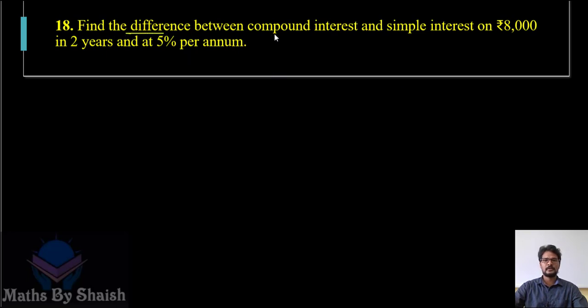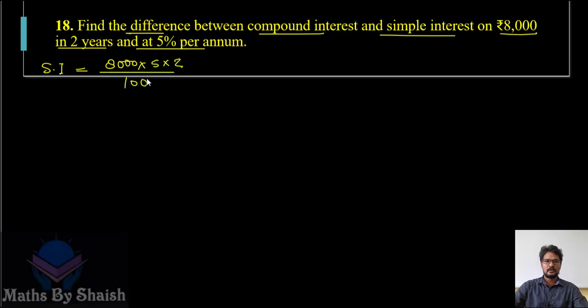Find the difference between compound interest and the simple interest on 8,000 in 2 years at 5% per annum. So for simple interest, we know it is P into R into T over 100. So P is 8,000, R is 5, and time is 2 over 100. So the 0s cancel, and 5 2s are 10. So it becomes 800. That is the simple interest.